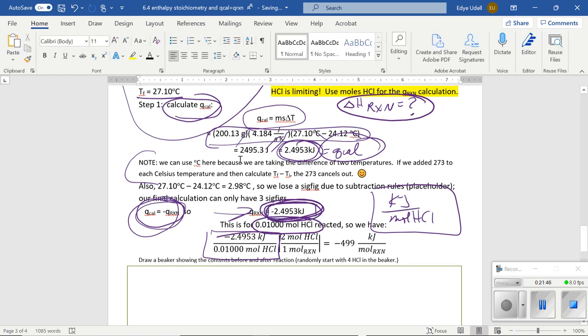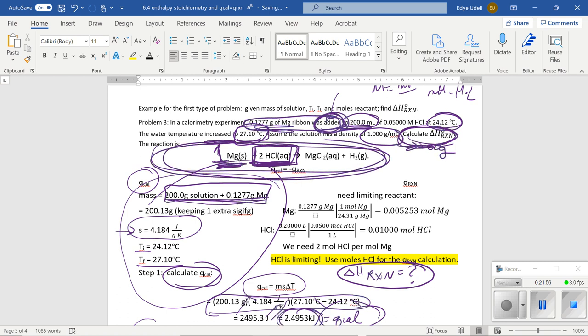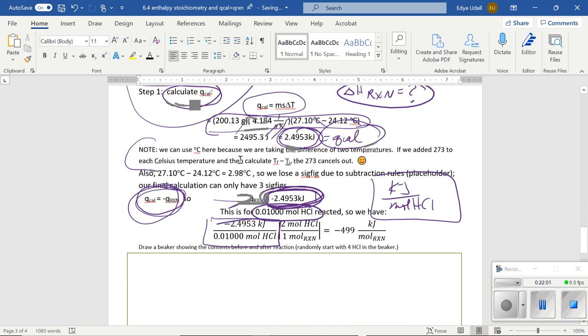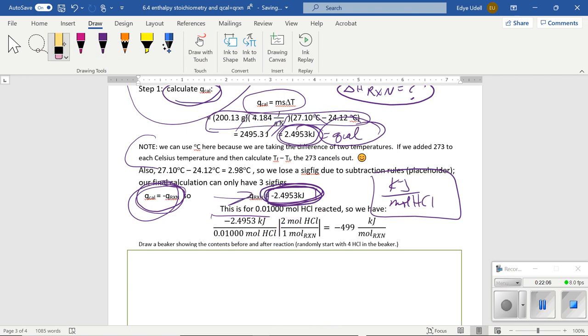I go to my reaction coefficients to get that. It's 2 moles of HCl to 1 mole of reaction. All right, so 2 moles of HCl for 1 reaction. I use that ratio as a conversion right here. I have my 2 moles of HCl to 1 mole reaction. I calculate that out. And looking back up here, I was only allowed to keep 3 sig figs right there. So here's my final answer.